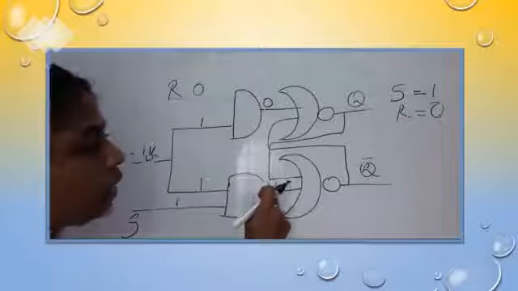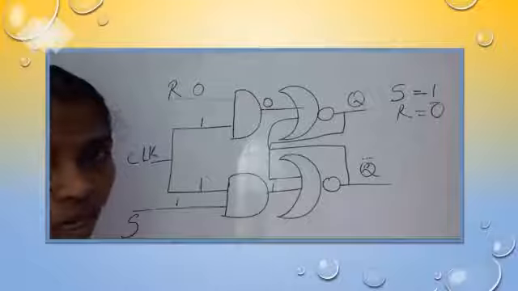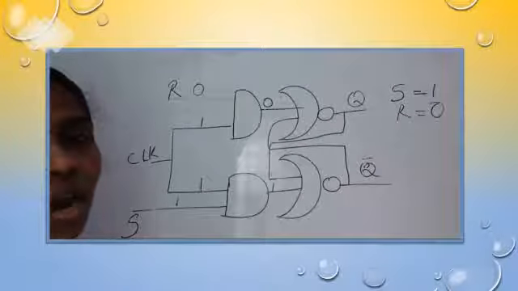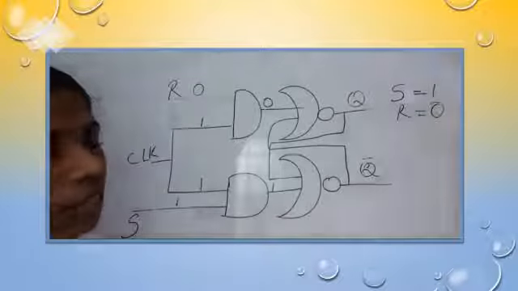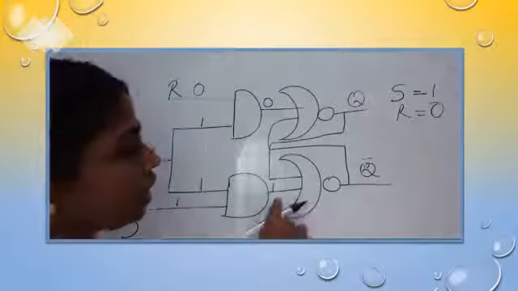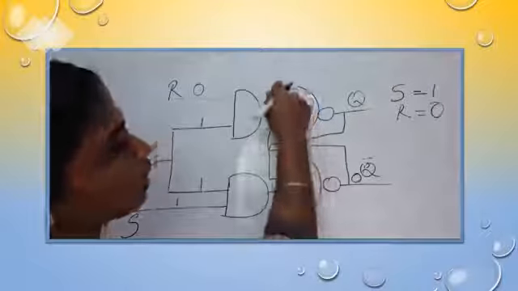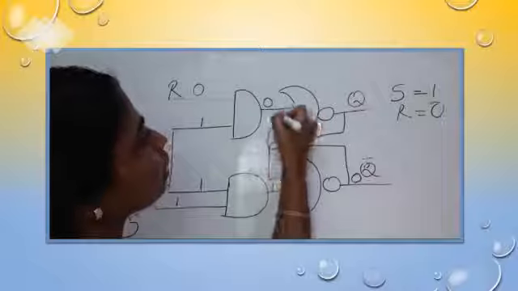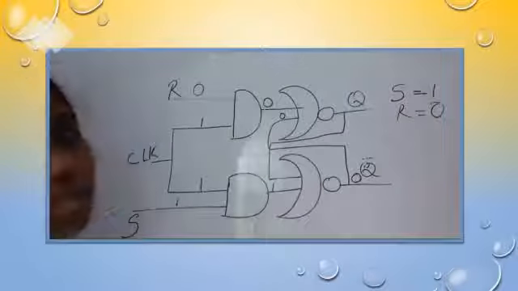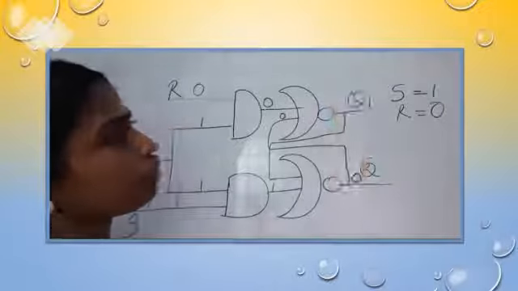Clear? Then in the case of a NOR gate, if any of the input is 1, the output is 0. Otherwise, its output is 1. Clear? So here we can say that the output is 0. But here we can't predict. Clear? But this 0 will come here. Now all the inputs are 0, so we can say that here the value is 1.